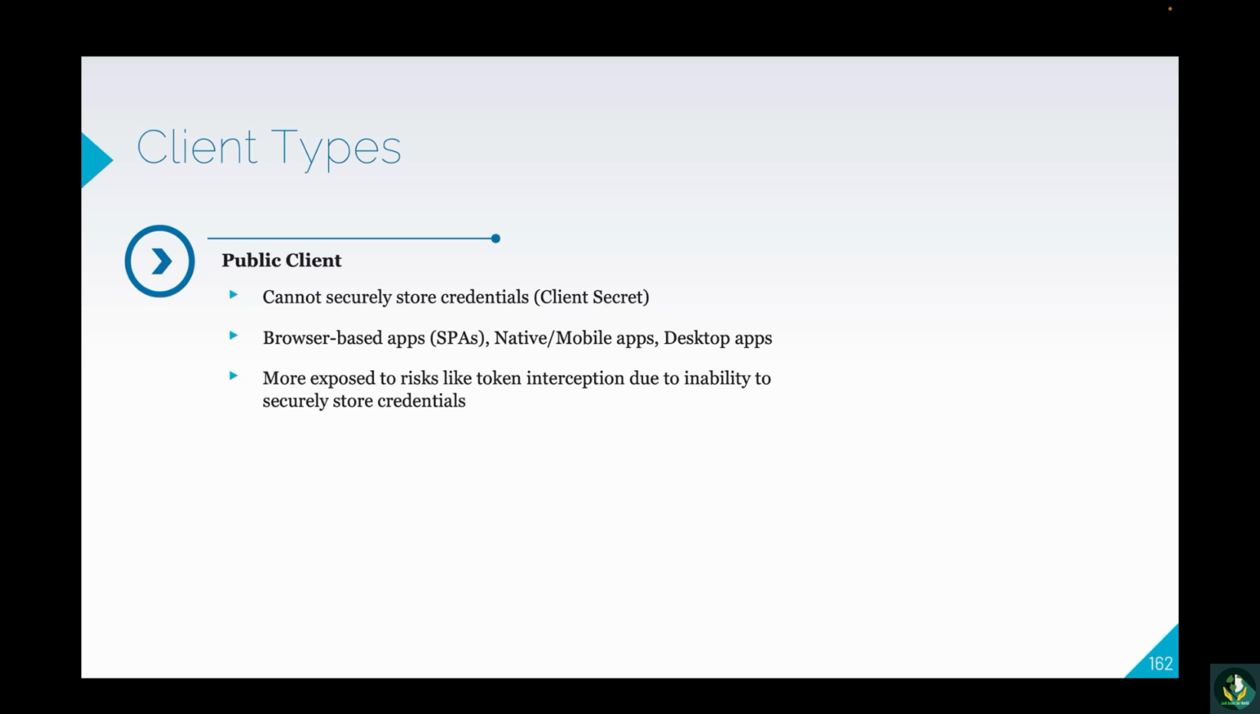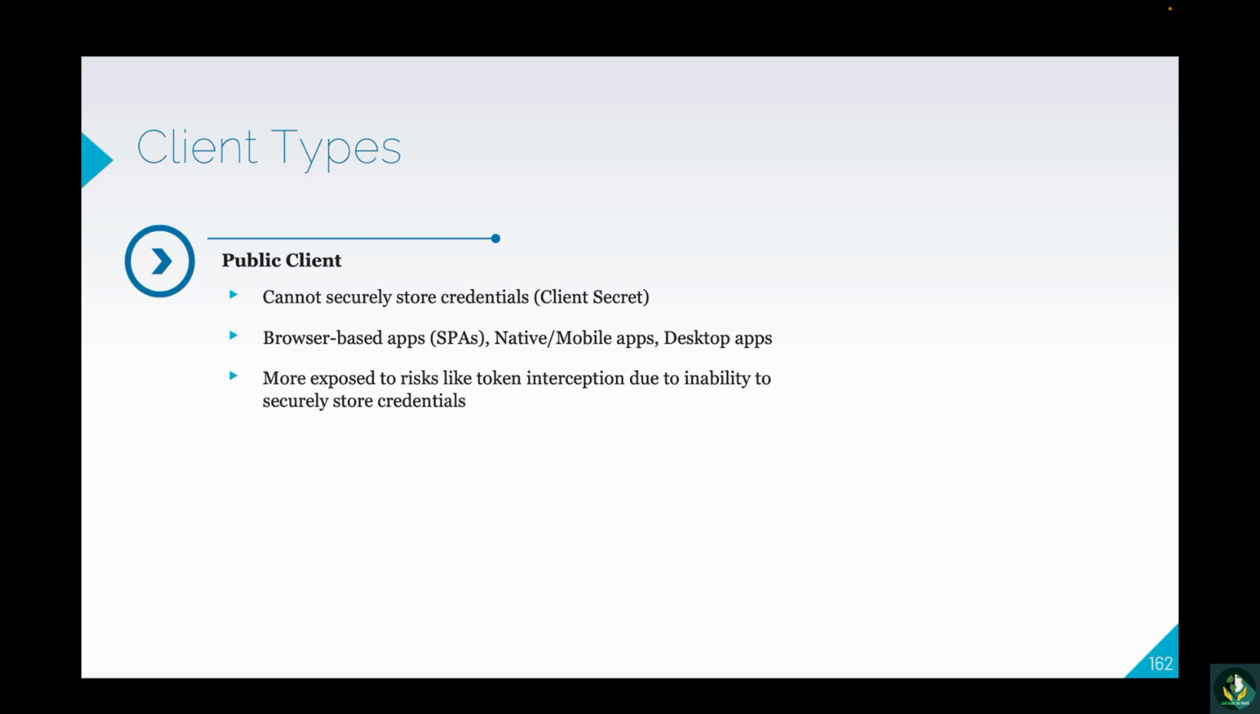Public clients are typically applications that cannot securely store credentials, such as client secret. Examples include browser-based applications like single-page applications, native mobile applications, desktop applications, and even applications running on smart TVs. These applications operate in an environment where the user, not the application developer, has control. For instance, a single-page application loads everything in the browser, including the entire application code. This means that variables, entries, and any sensitive information defined within the application could potentially be exposed if not handled correctly. Similarly, mobile applications and applications on smart TVs also run on devices controlled by the user.